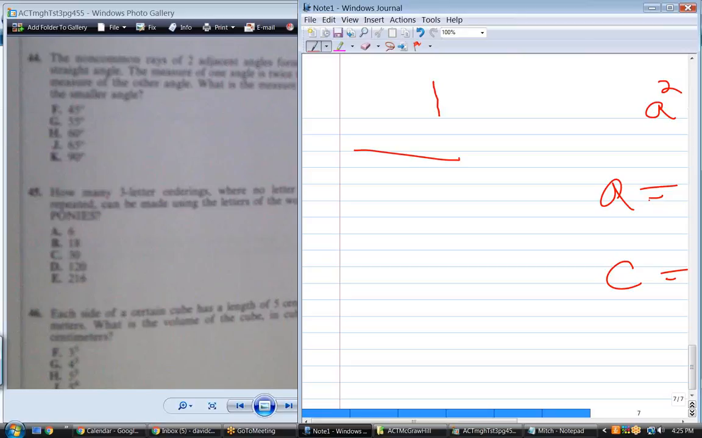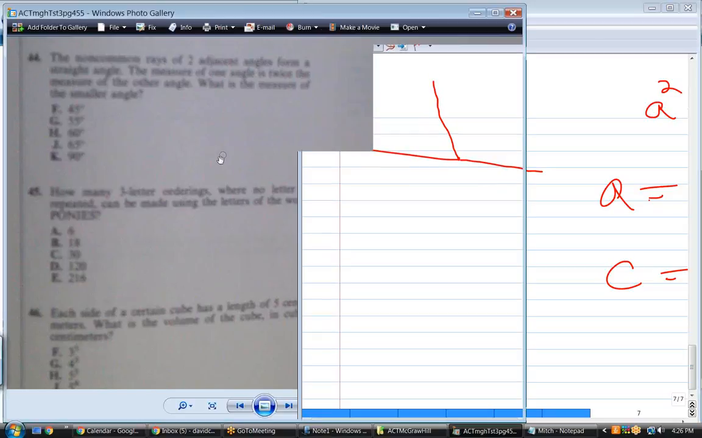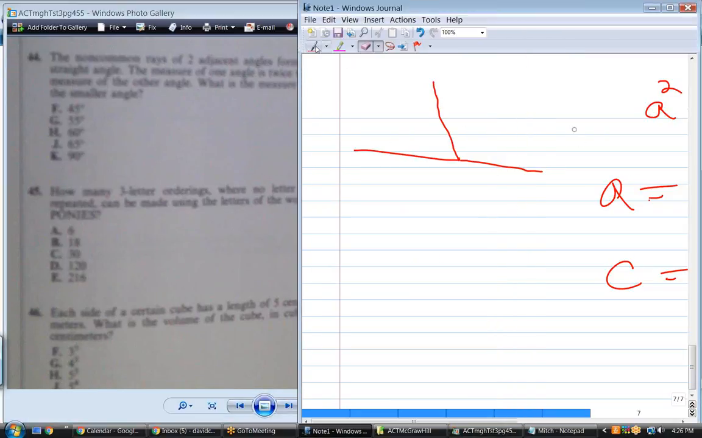So they're talking about an isosceles triangle? Or no? Non-common. The non-common rays of two adjacent angles. Well, we have two adjacent angles. The non-common rays are that one and that one, and they form a straight angle. So that picture appears to be correct, and the measure of one angle is twice the other. What's the measure of the small angle?